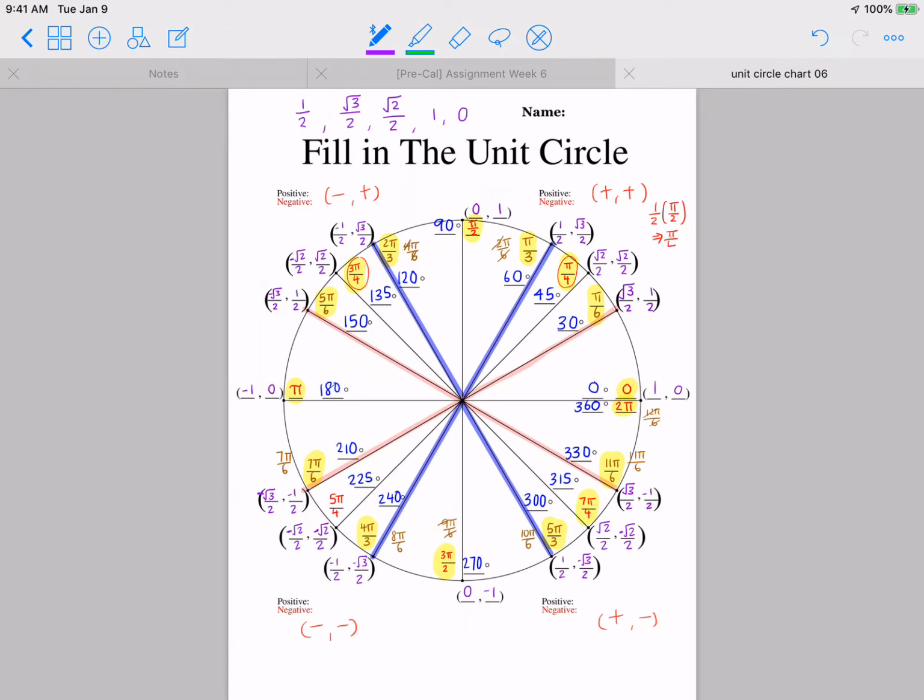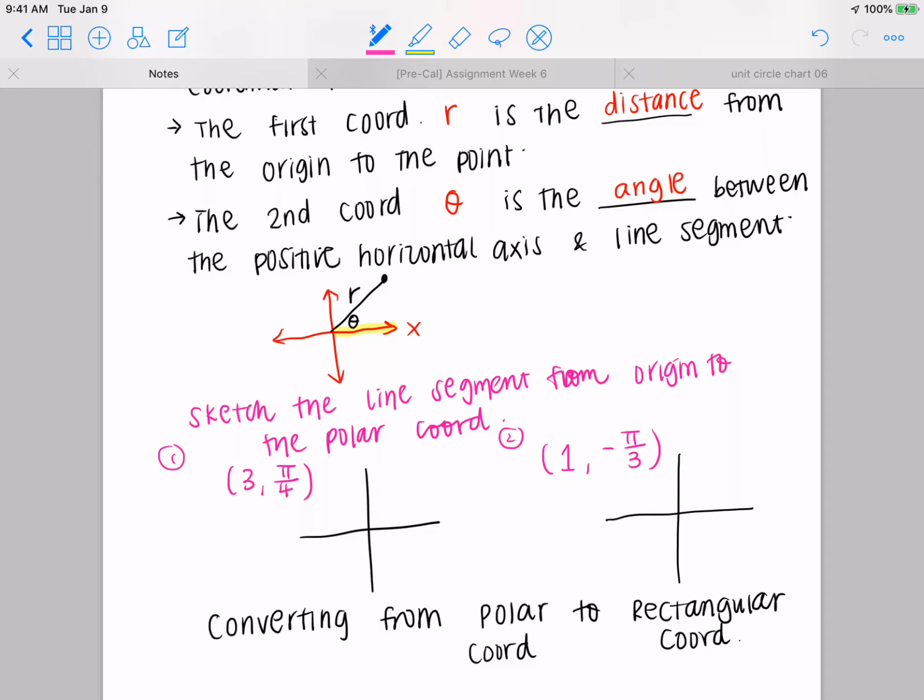I will attach this to our assignment for this week, so you guys can refresh your memory on all of the angles. Or if you have your own copy, that would be perfect. But pi over 4 is really a 45-degree angle, right? So I would go up this much, and that's my line, so I'm going to write the 3 here. This angle itself is your theta, pi over 4. And that's how you sketch a polar coordinate.